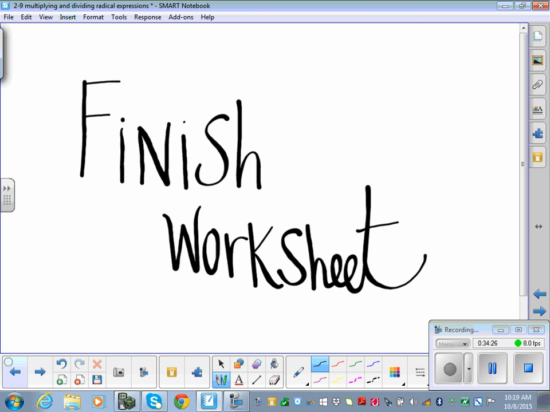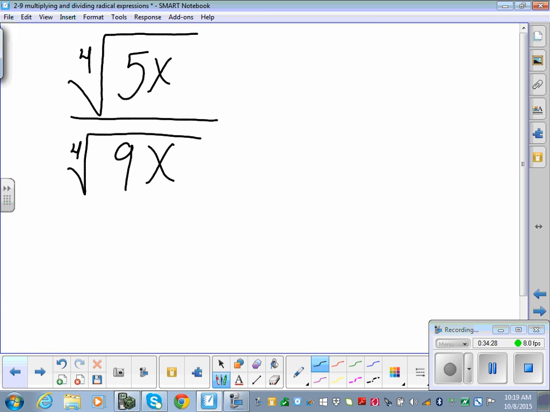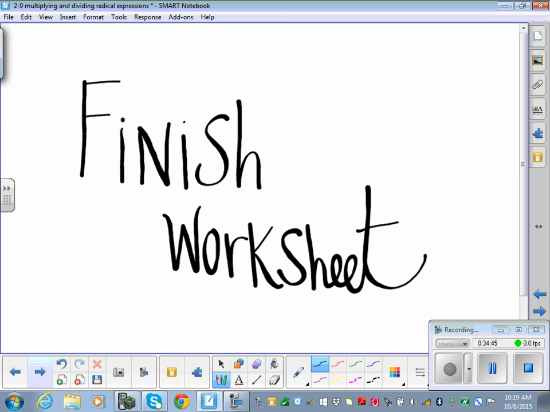So with the 4th root, I won't go through this one. How many 9s do we need? 4. There's 1 of them. Oh, but let's rewrite 9 as 3 times 3, right? That would be way easier. So how many 3's am I going to multiply by? 2 of them, and then how many more x's? 3. Good. Okay, good. All right, so finish the worksheet.